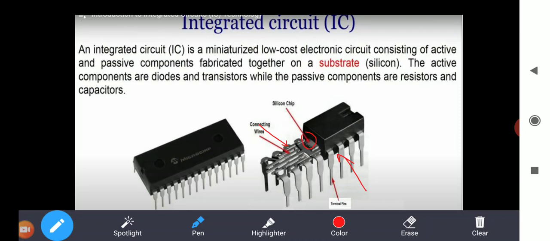After these interconnections and terminal pins, there is a casing. This is called casing. After the casing is completed, you can see the complete IC like this. The chip size is like this much only. This is for casing.